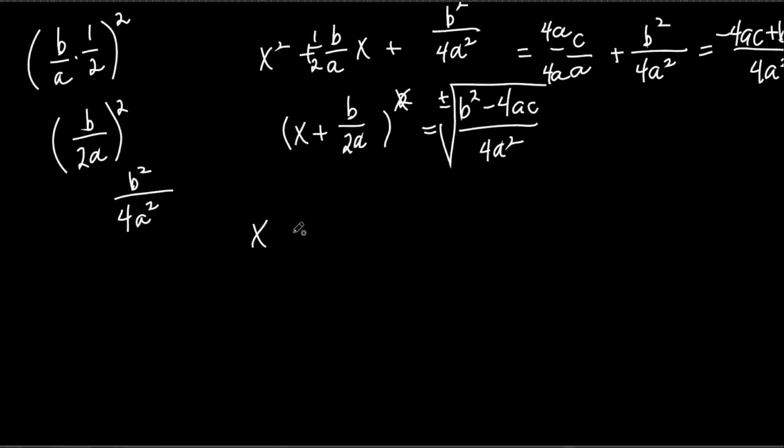Looking pretty crazy, isn't it? But watch. Do you remember what we're going to do with that b over 2a? We're going to put it to the other side. So how do we take that plus b over 2a, stick it on the other side? We subtract b over 2a.